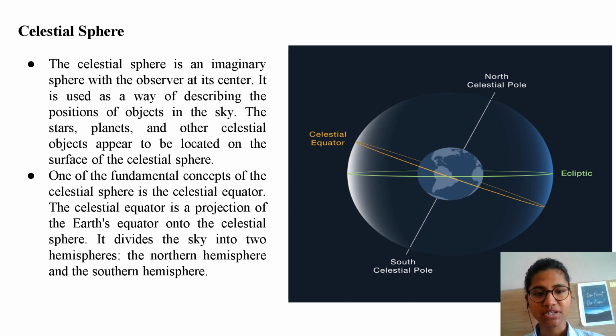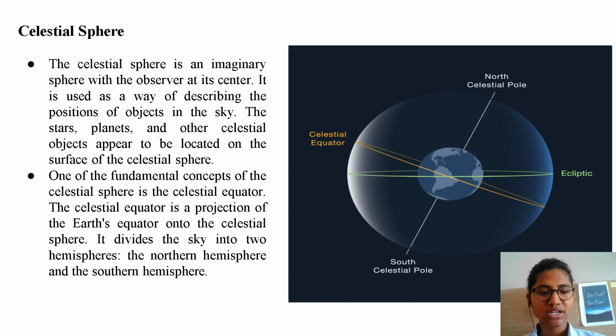The celestial sphere is an imaginary sphere with the observer at its center. It is used as a way of describing the position of objects in the sky. The stars, planets, and other celestial objects appear to be located on the surface of the celestial sphere.